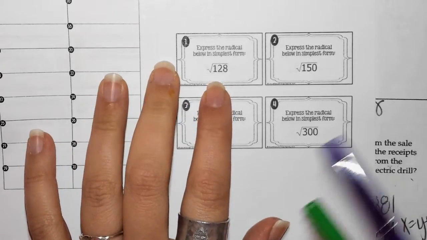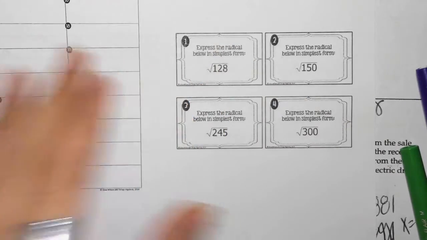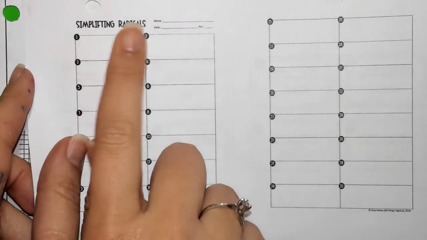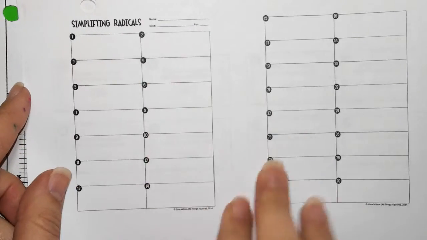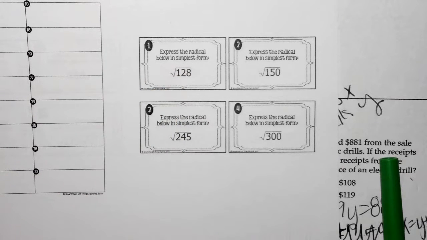So what I want you to do is you can do this on a separate piece of paper since it's so tiny, but I want you to write your answer over here. Okay, so our answer is in one spot. This one right here is the square root of 128. So we need 2 of the same number. What is the biggest perfect square that goes into 128?